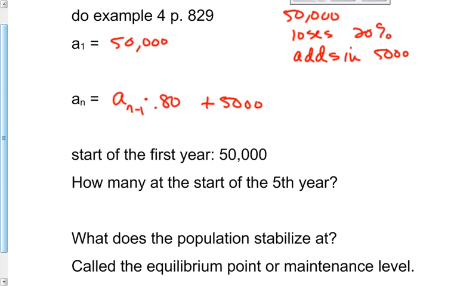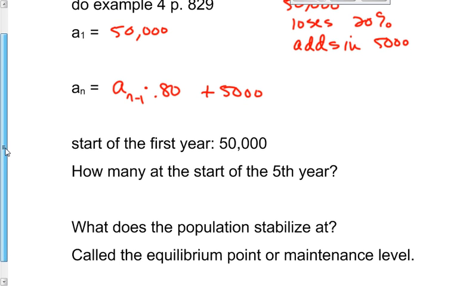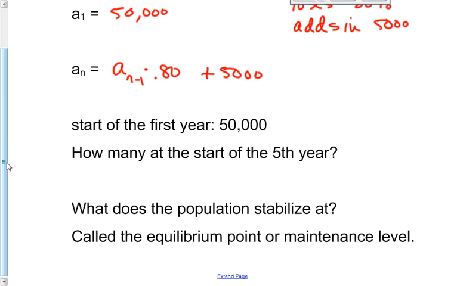At the start of the year, we had 50,000. The question, how many people are we going to have at the start of the 5th year? And then, what does the population stabilize at? In other words, if we could hit what's called an equilibrium point, sometimes it's called a maintenance level, we want to know what that level is. So we can go to our calculators.